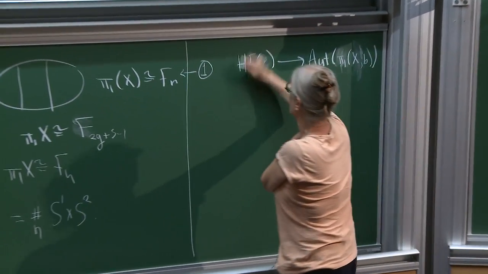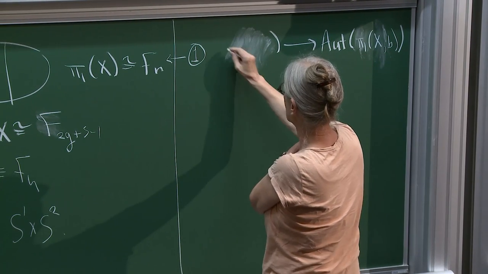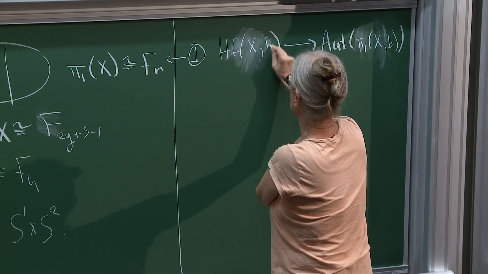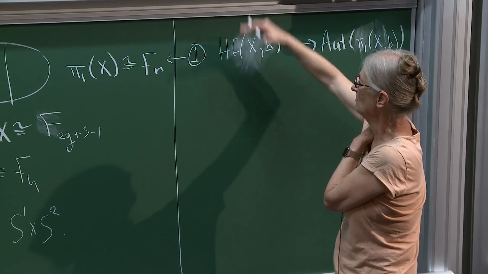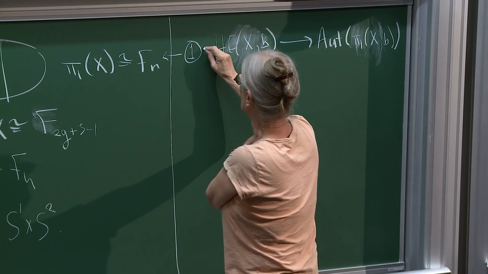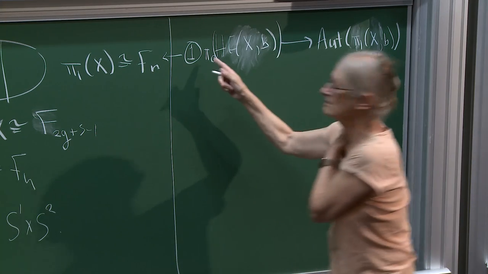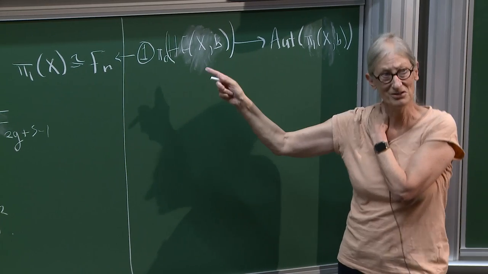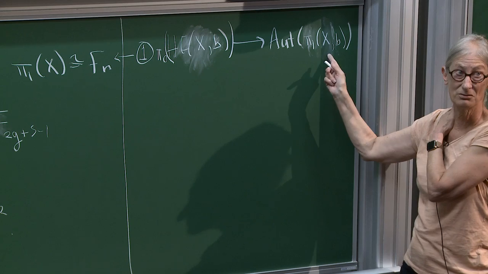And so in order to talk about homotopy equivalences that give me automorphisms of pi 1 of x, I have to talk about homotopy equivalences of x that preserve the base point. And then homotopic homotopy equivalences give me the same automorphism. And so pi 0, that's a path of homotopy equivalences. That's a homotopy of homotopy equivalences. This group maps to this group.